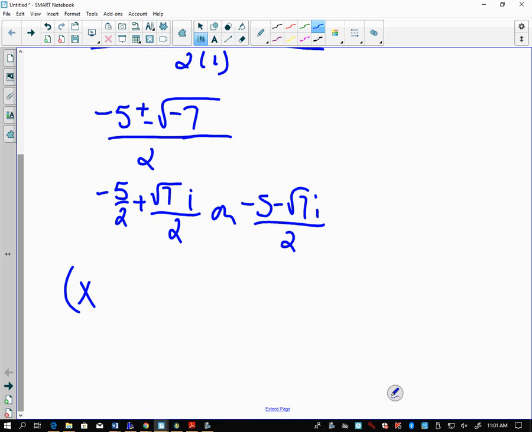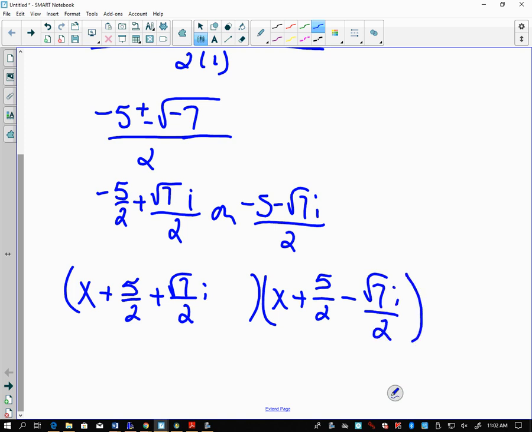Because this is a negative 5 halves, both of these are going to be plus 5 halves. So x plus 5 halves. Does this make sense? Because both of these are negative 5s. Now, I'm going to get a positive radical 7i over 2, and I'm also going to get a negative radical 7i over 2. Confusingly, I flip-flopped them because this positive is going to relate to this negative over here, and this negative is going to relate to this positive on the left. But that's what our answer should look like.